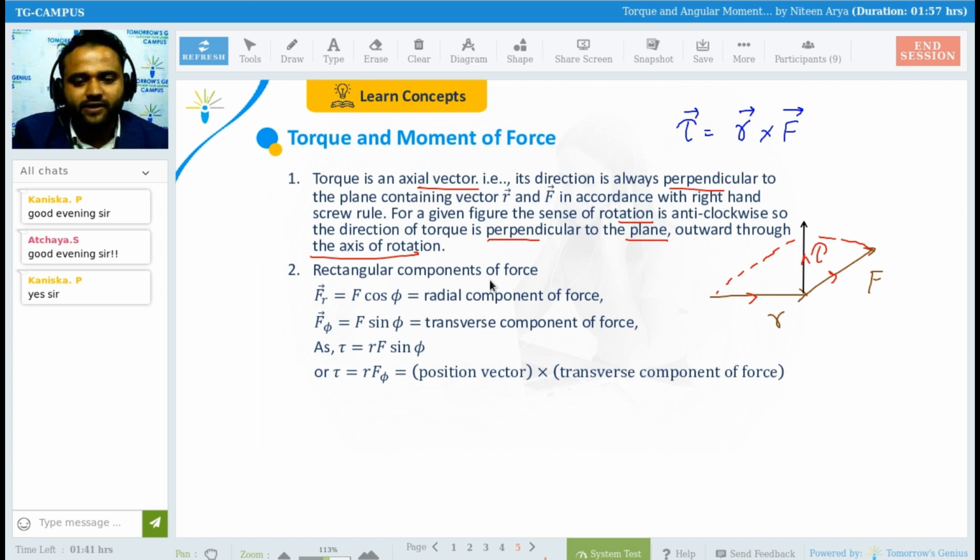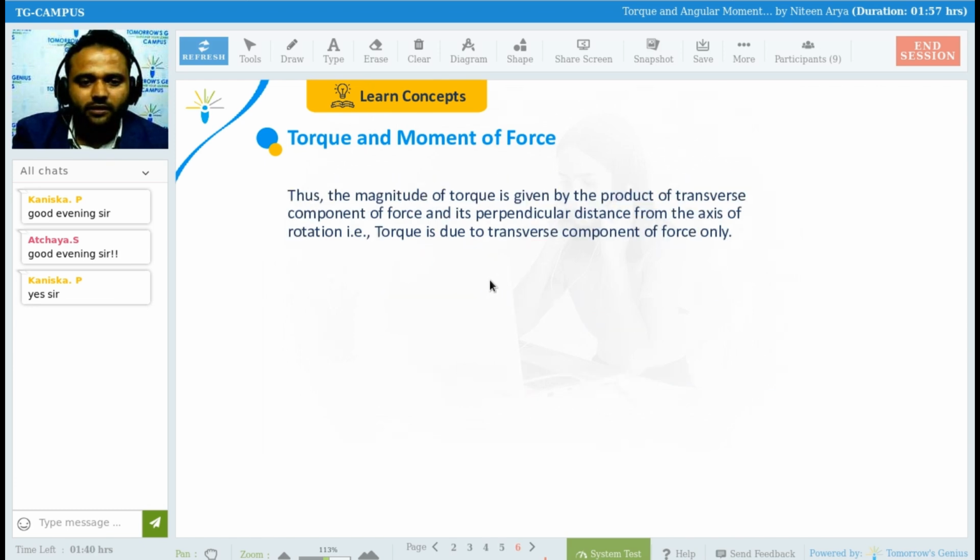Now the second, the rectangular components of force, which is Fr, F cos theta, the radial component of force, and F phi, F sin theta, the transverse component of force. So torque tau equals r F sin phi, or you can say r F phi. So that is the position vector into the transverse component of force. Basically, we are just going to get this again.